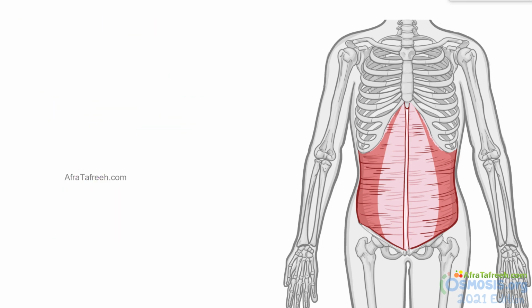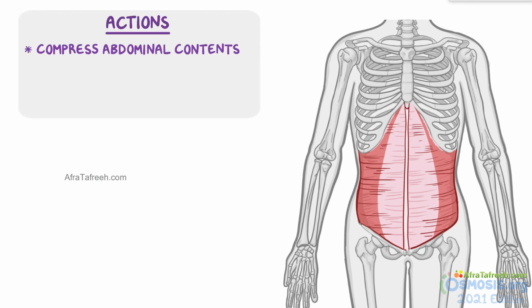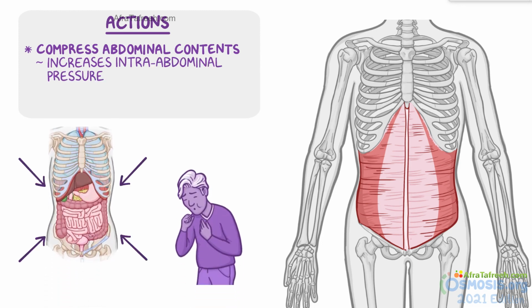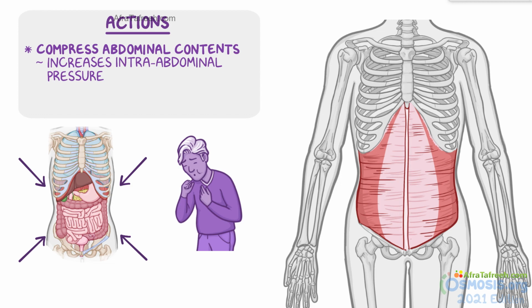And similar to both oblique muscles, the transversus abdominis helps to compress the abdominal contents in order to increase intra-abdominal pressure, which is helpful during forced expiration, defecation, and labor. Unlike the obliques, though, it doesn't play a role in trunk movement.